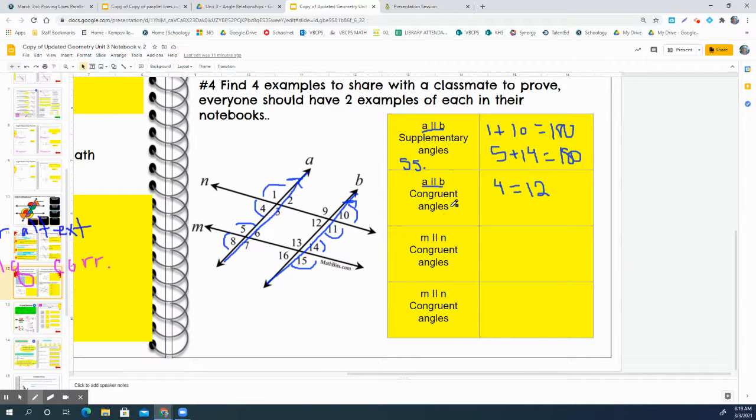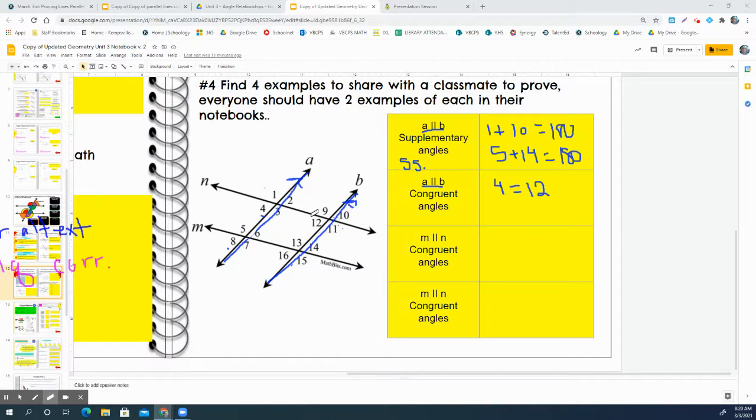Now let's do the same thing, but with congruent angles. Okay, so what pair of angles can you put to equal each other that will prove A and B are parallel? So remember, you need one on A and one on B, and they've got to be congruent. And there are so many examples for this. Ready? In 10, 9, 8, 7, 6, 5, 4, 3, 2, hit enter.